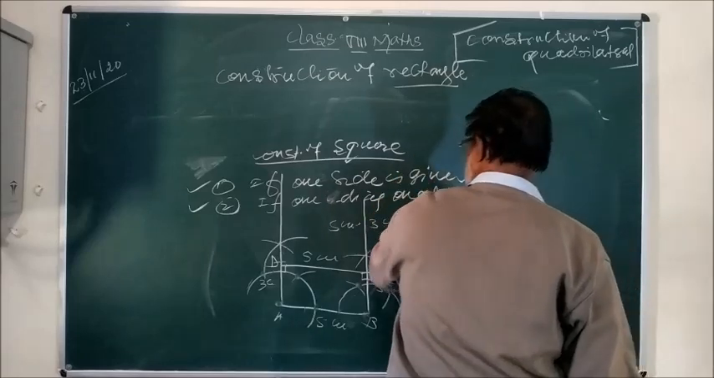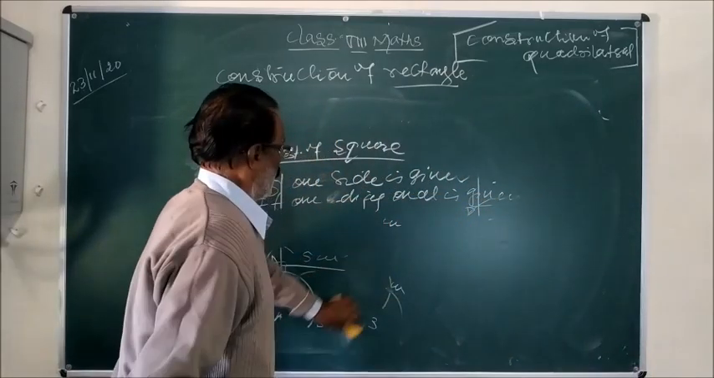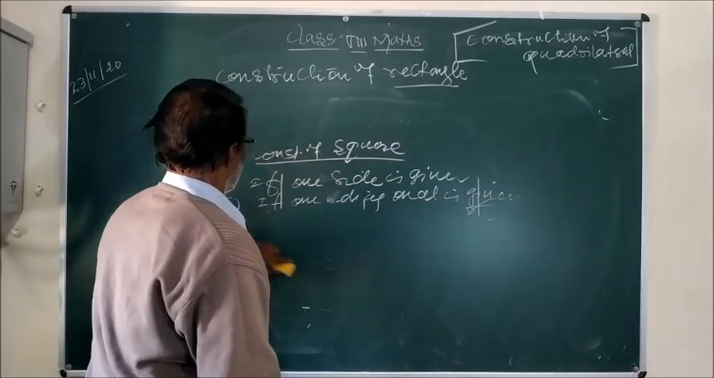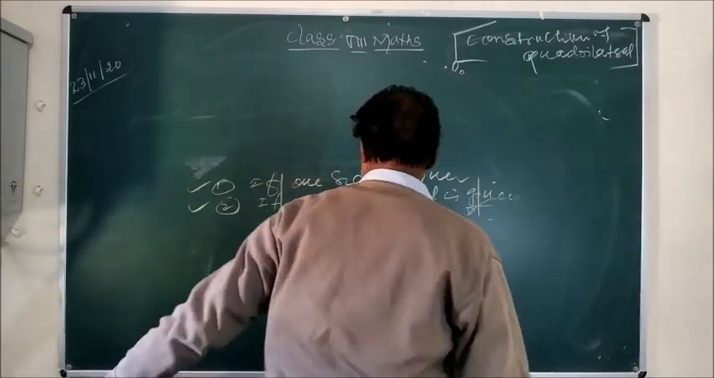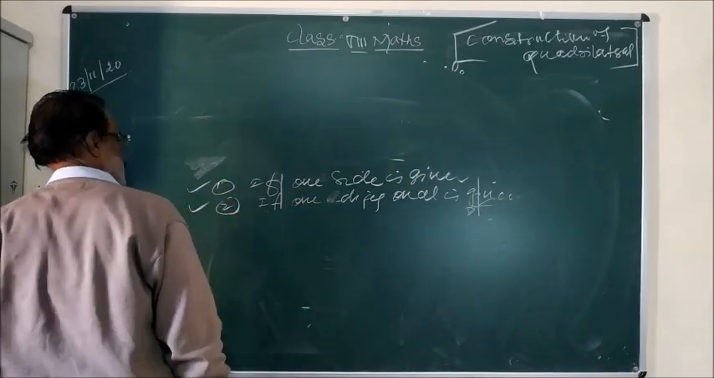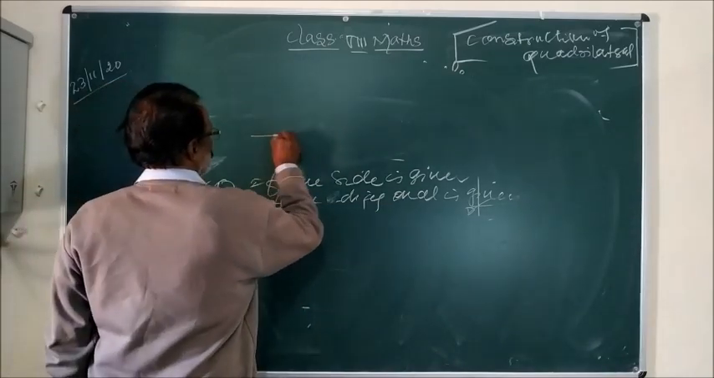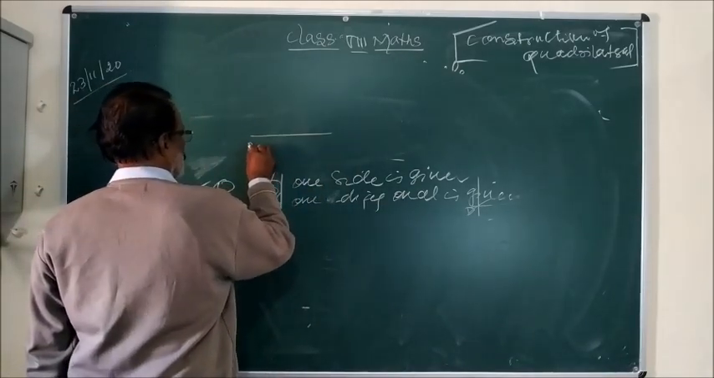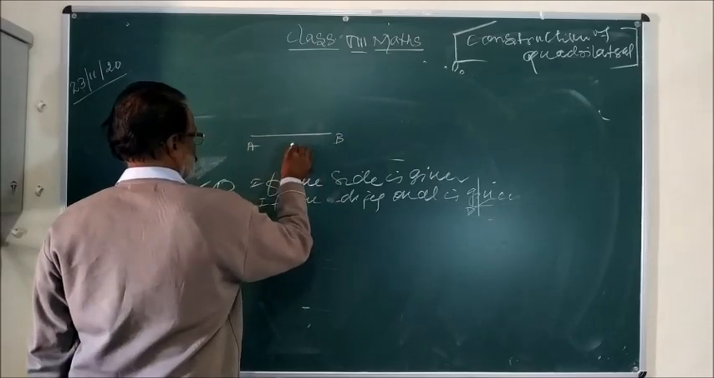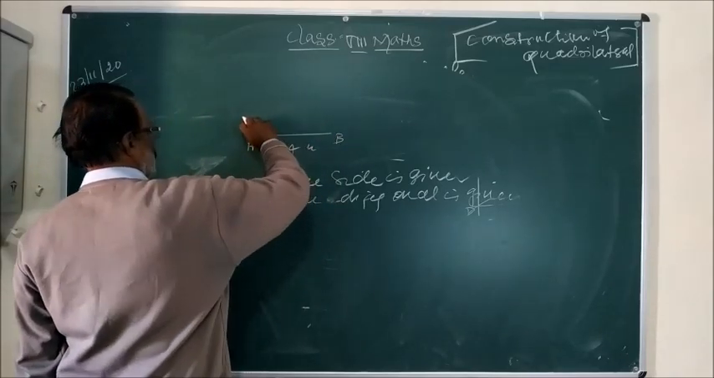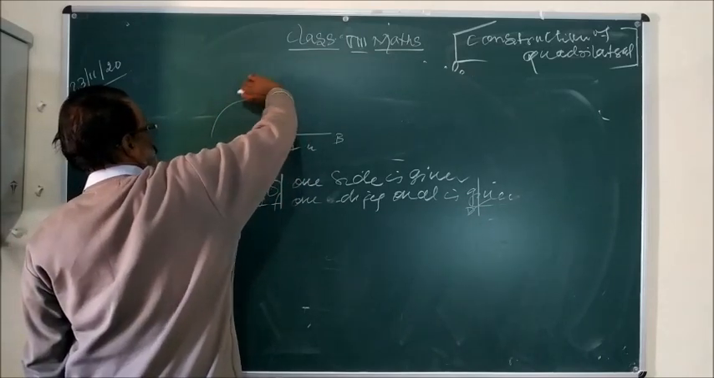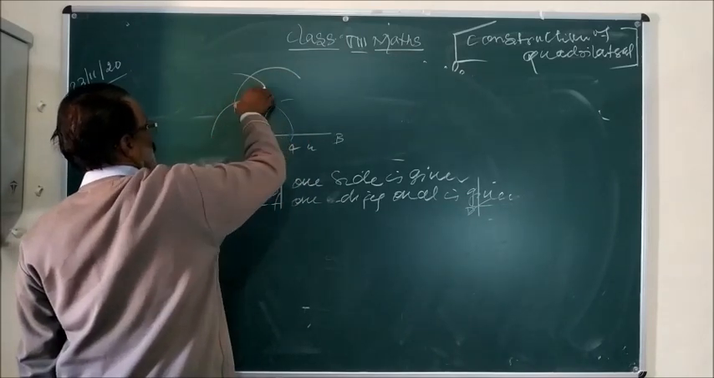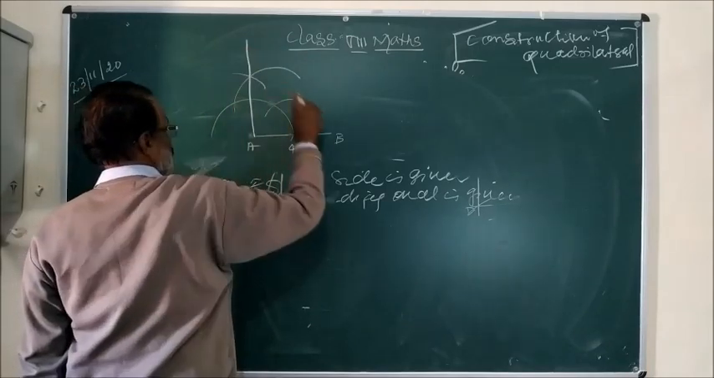Now you see how you will draw a square, if the side is given and when one diagonal is given. Side is given, suppose a 4 cm side is given. You draw a line segment of 4 cm. You make 90 degrees at A and B. So this is the method. So this is the 90 degrees.